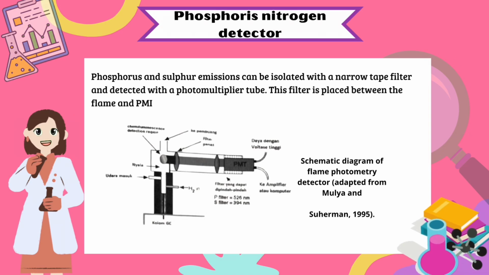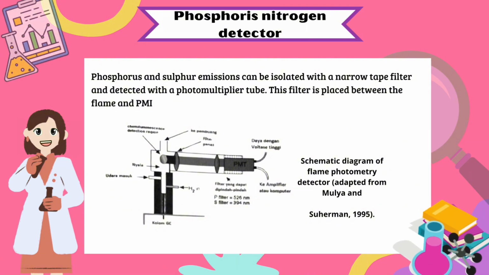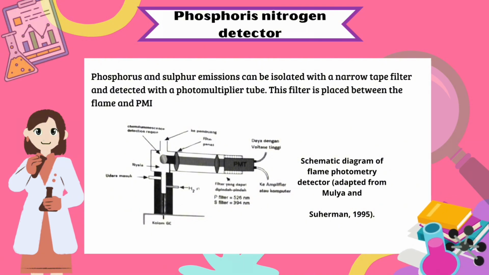Phosphorus and sulfur emissions can be isolated with a narrow band filter and detected with a photomultiplier tube. This filter is placed between the flame and the PMT.